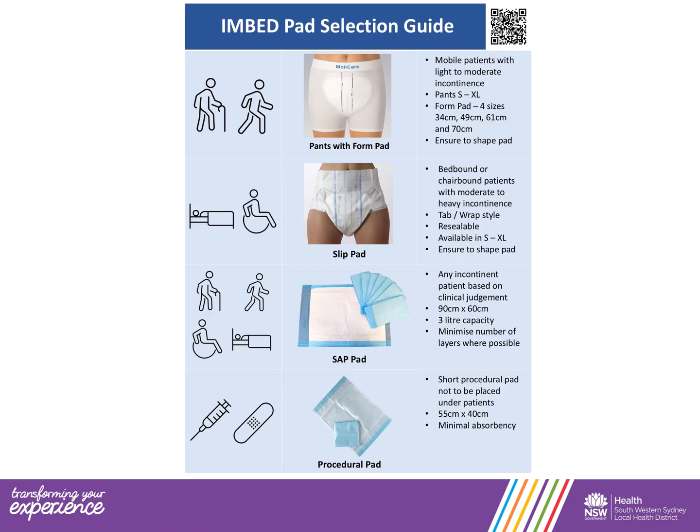And then the slip pads, which are currently in use, are for our bed-bound or chair-bound patients with moderate to heavy incontinence. The SAP pads are for any incontinent patients based on clinical judgment. They have a 3 liter capacity to hold various fluids. And then the last example there is a procedure pad, which can be used to do procedures if you're taking out an NG tube or a cannula, but these do not have a great absorbency.